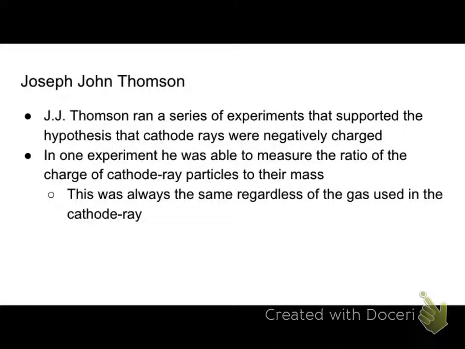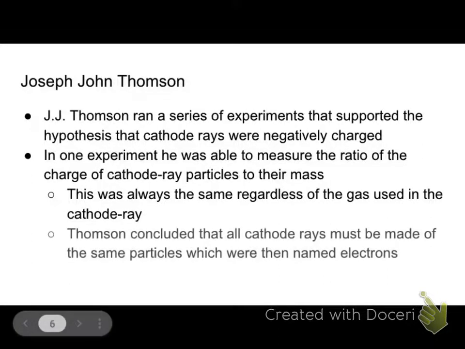This might sound like an insignificant thing, but this is actually very important because the conclusion that he came to was that all cathode rays must be made of the same particles. Because if that charge to mass ratio is always the same, no matter what element we pick, and we know elements have different masses, then whatever these rays are made of needs to be the same every time. So it must be a particle that exists in all of these elements that is the same, that's making these cathode rays. And he named them electrons.